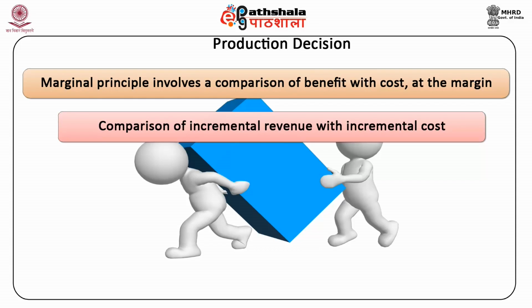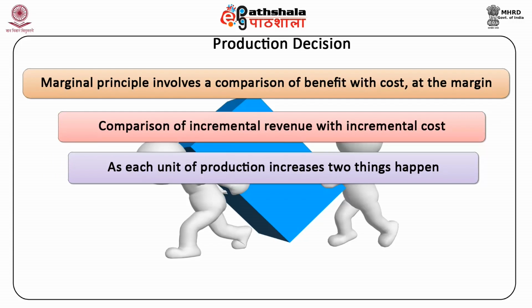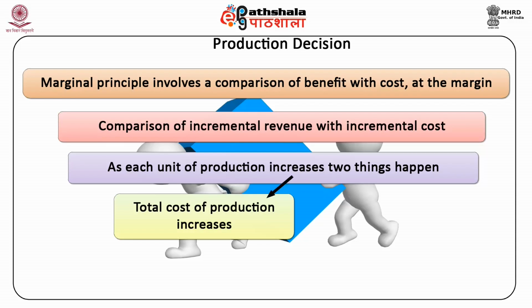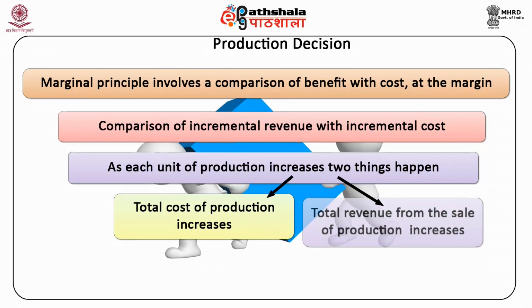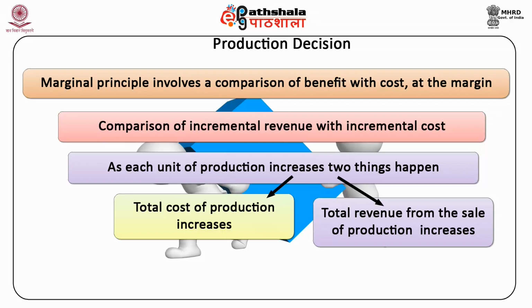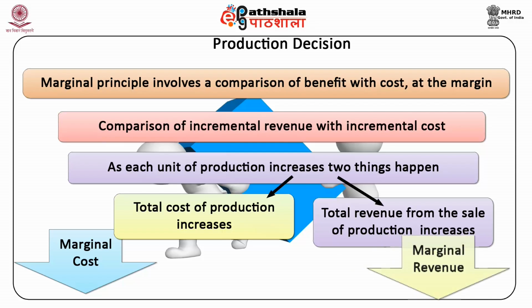Incremental cost denotes change in total cost, whereas incremental revenue means change in total revenue resulting from a unit increase in production. As each unit of production increases, two things happen: the total cost of production increases, and simultaneously, the total revenue from the sale of production also increases. The former is known as marginal cost, and the latter is known as marginal revenue.